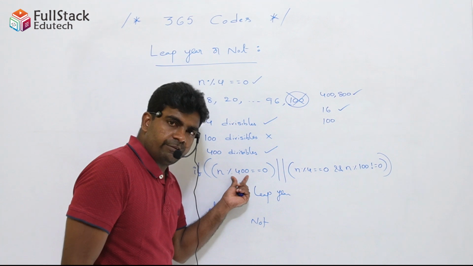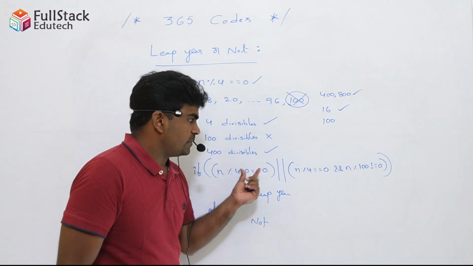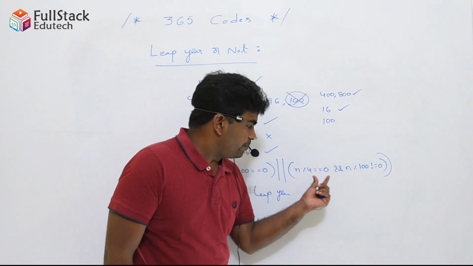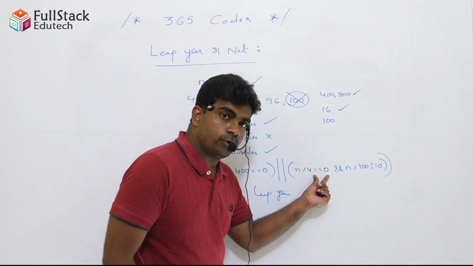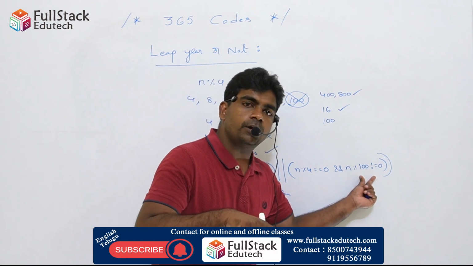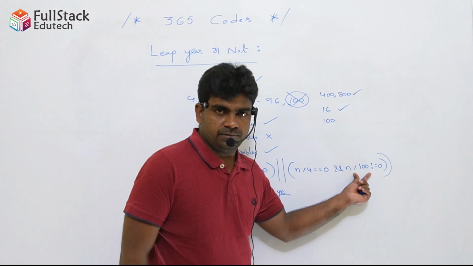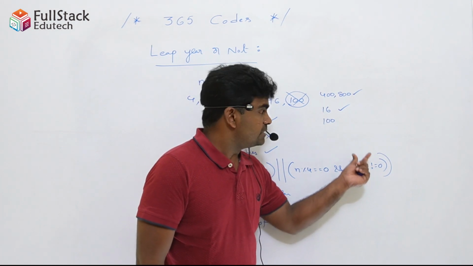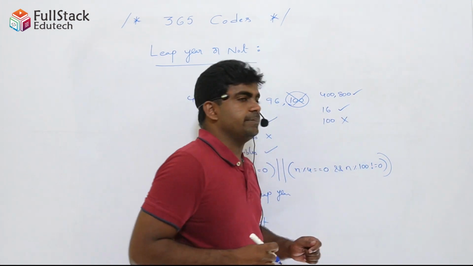But if you take 100, look at this. 100 is divisible by 400, false. Now checking the second condition. 100 is divisible by 4, true. But 100 divisible by 100, not equal to 0 condition, false. So because of this, we can say that it's not a leap year.